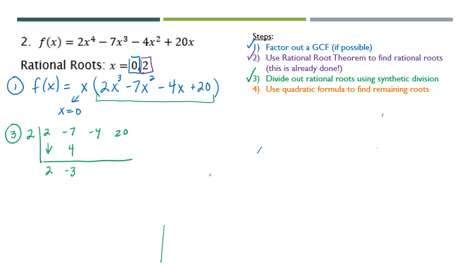2 times -3 is -6. If I add down, I get -10. 2 times -10 is -20. And if I add down, I get 0, which remember, you have to get. If you don't get 0, something is wrong. So I am now officially done with step 3.